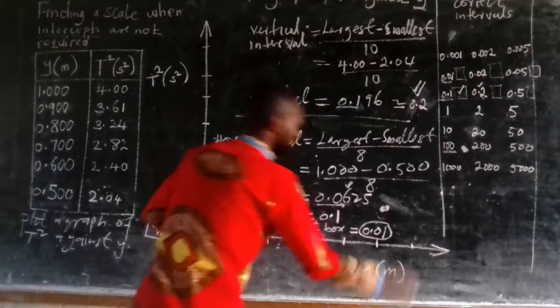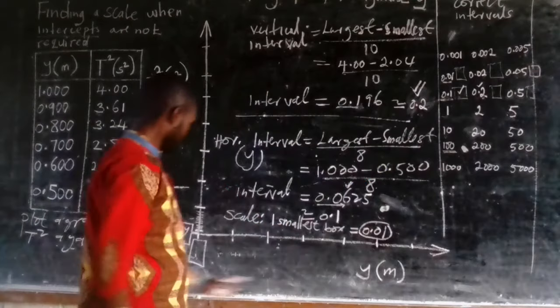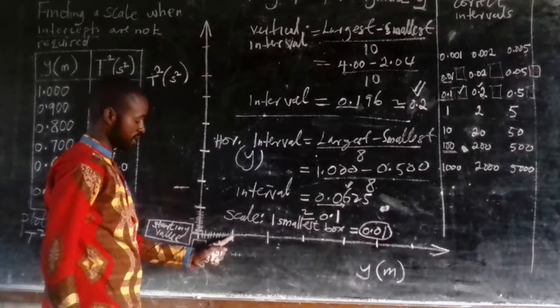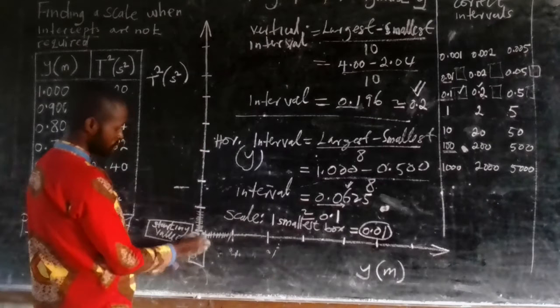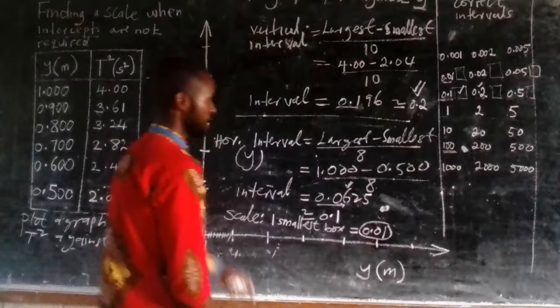So even here, this one is for the horizontal, because in between there are 10 smallest what? Boxes from here to here. Because each interval is this one, 0.1. Each gap is 0.1. So if I want to get the value for one smallest box, then I need to get the 10 which are within the other interval, and I divide this interval by those 10 smallest boxes.